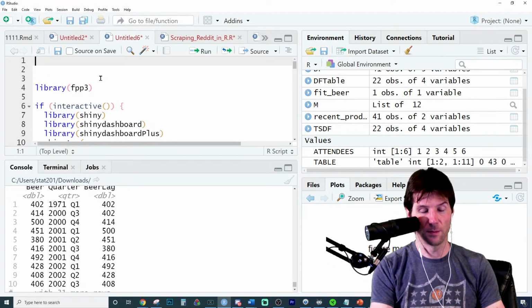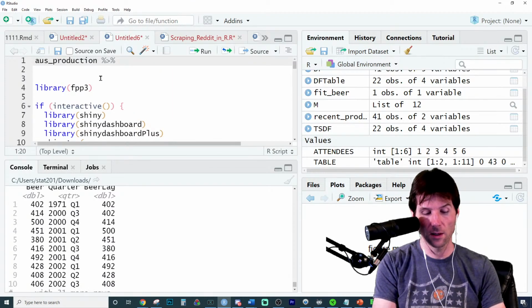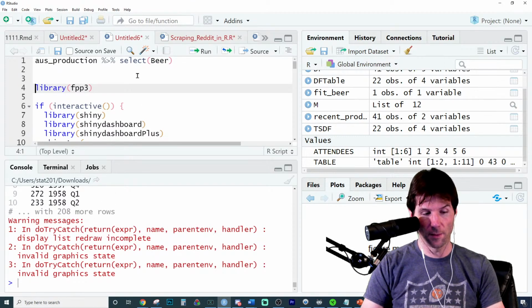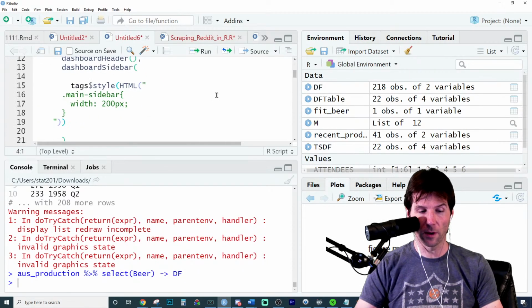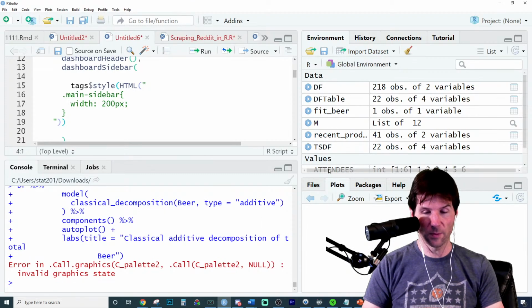So let's go to OS production. OS production, take, select, beer. That's fine. It's the graphics warning. And save this as data frame. Okay, there we go. Run past code now. It's mad about the graphics.